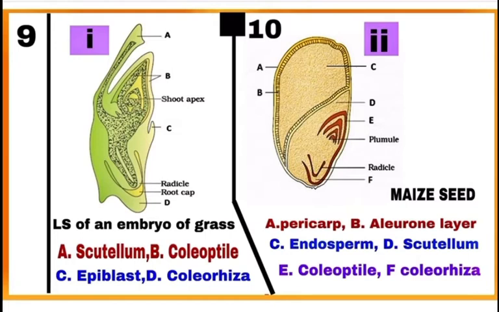Come to 10th diagram. It is also a monocotyledonous seed of maize. Now, note the parts A to F. A is pericarp. B, aleurone layer, which is the outermost layer of endosperm. C is endosperm, which is starchy. D is scutellum. E, coleoptile and F, coleorhiza.